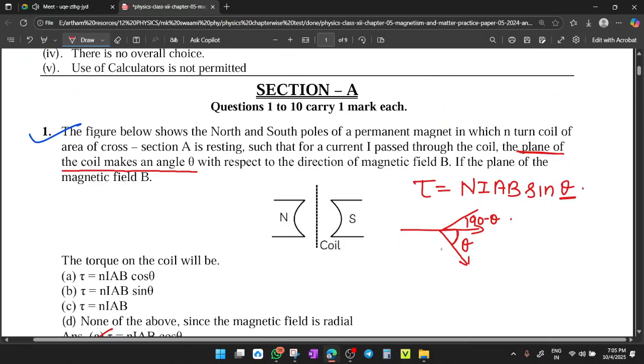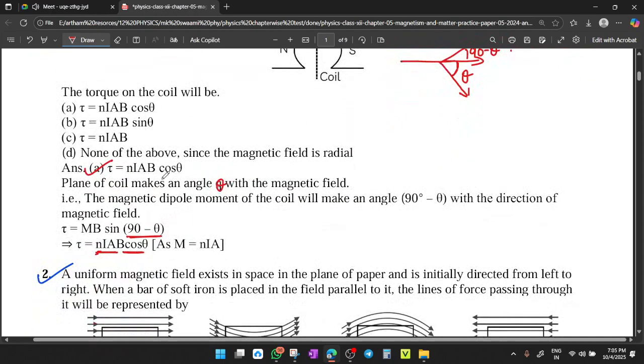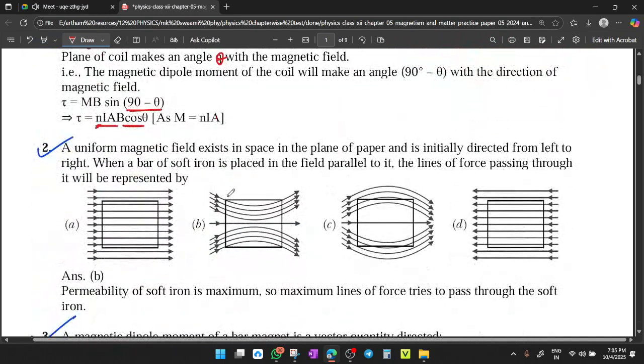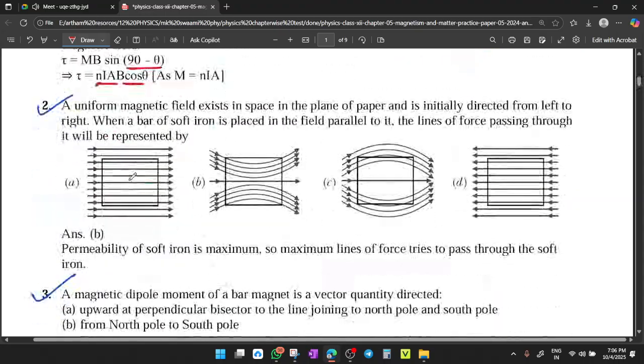Whenever you are given the angle with the normal of the plane, you apply NIAB sine theta. And whenever the angle is given with the plane of the coil, kindly take NIAB cos theta. Clear? In the first question, the correct answer is A. And in the second question, the right answer is B.